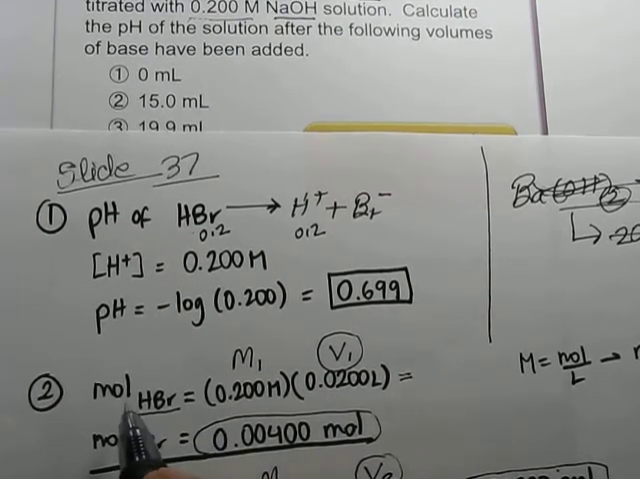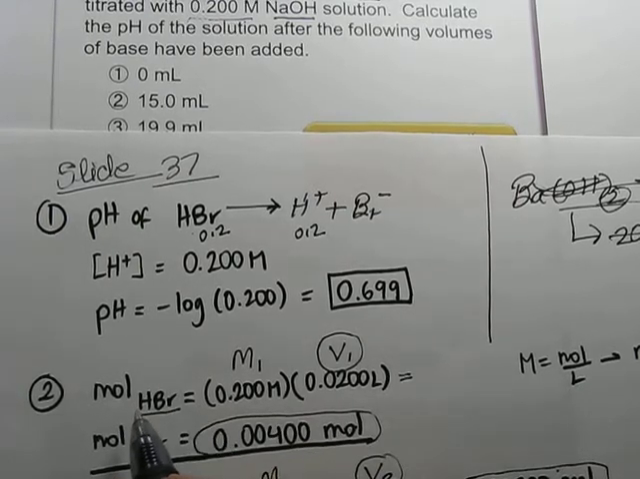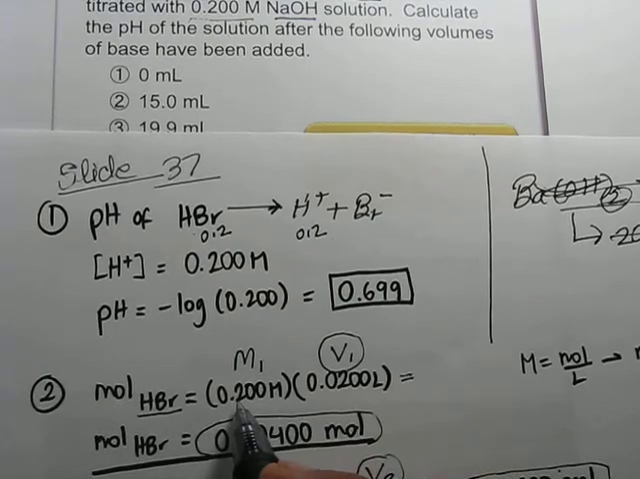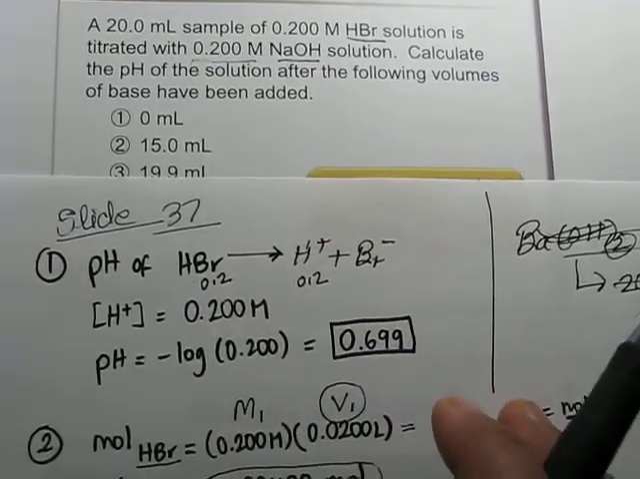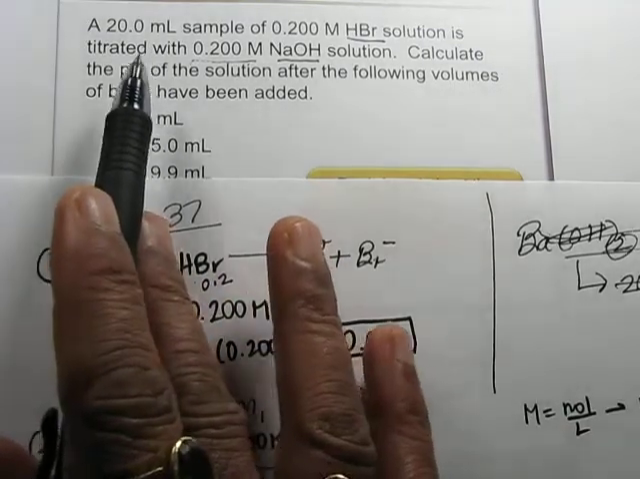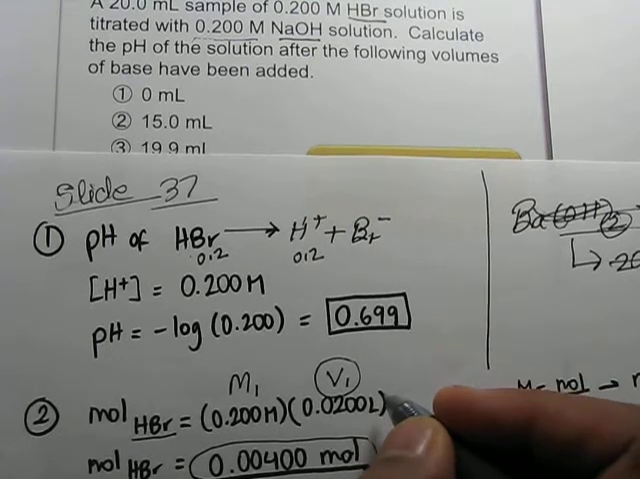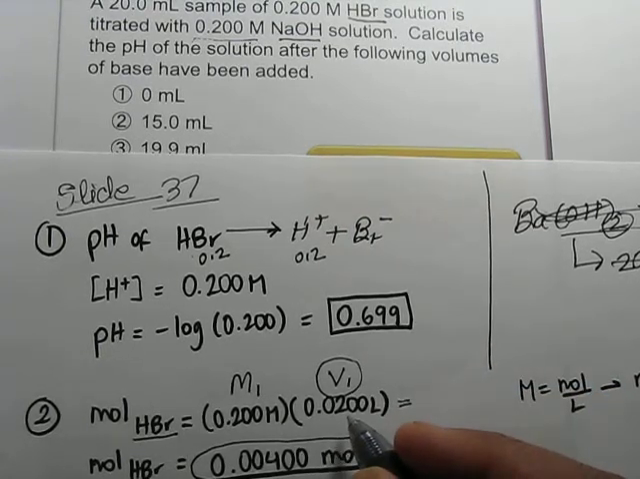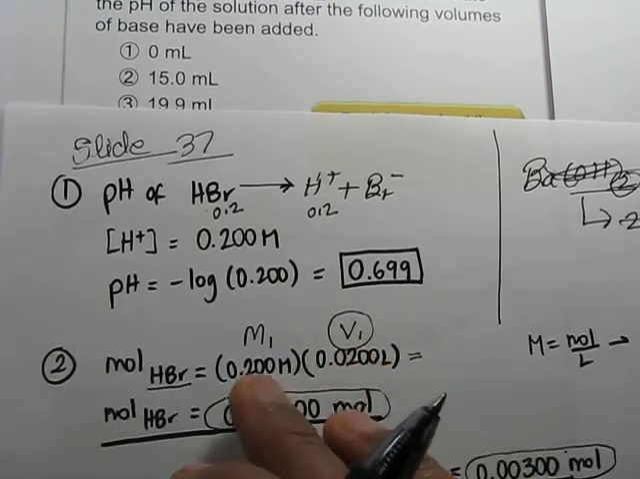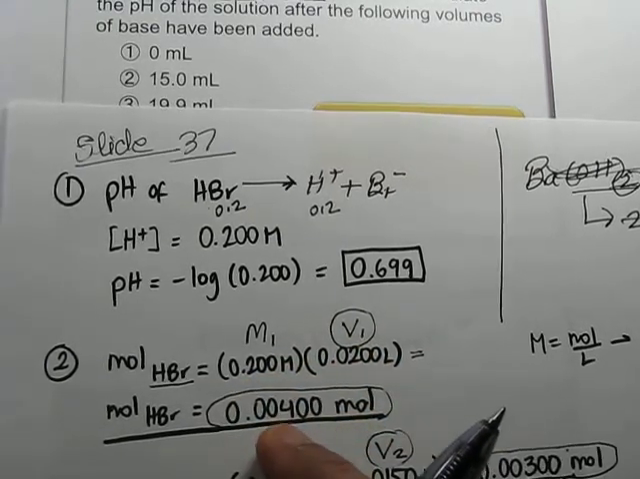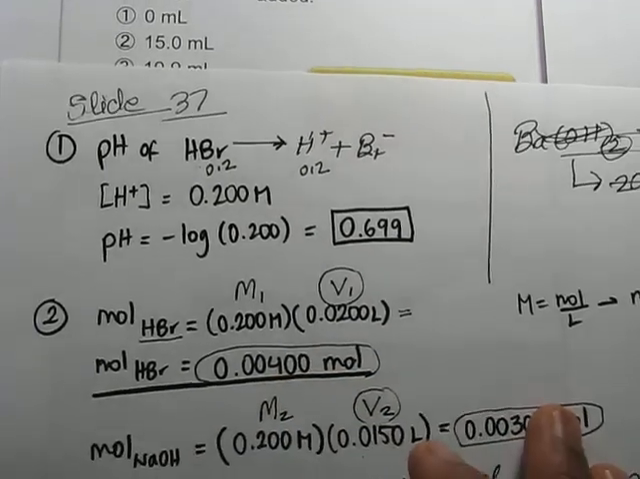So before that, first we have to find out how many moles of HBr we have right now. So HBr we have 0.2 molar, which is already given, and the volume, which is 20 ml. So here we are converting 20 ml to liters, which is 0.02 liter. So M1V1 or MAVA will be equal to 0.004 mole. So we have total moles of HBr this much.